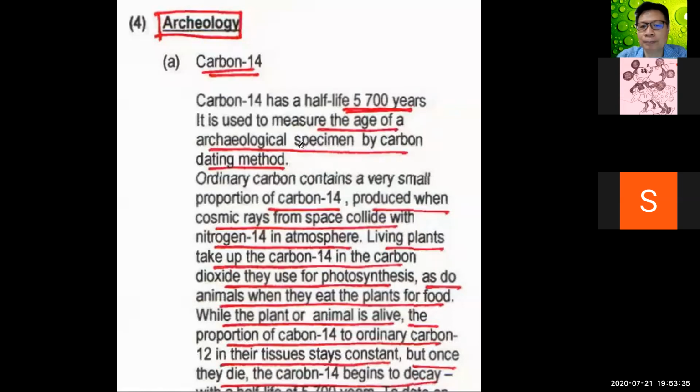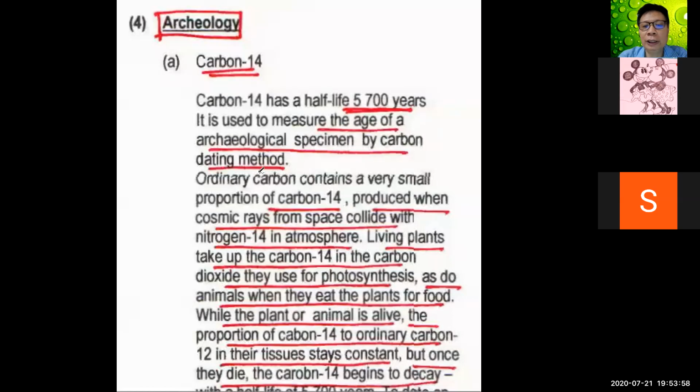So please highlight. It's used to determine the age: how long ago the dinosaur lived, how many years old this earth is. They can check the rock, and they know how many million years old this earth is, right? It's for archaeological specimens, using the technique of the carbon dating method.